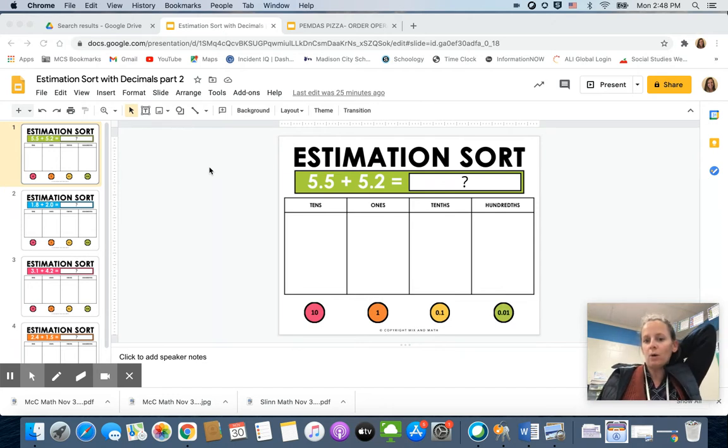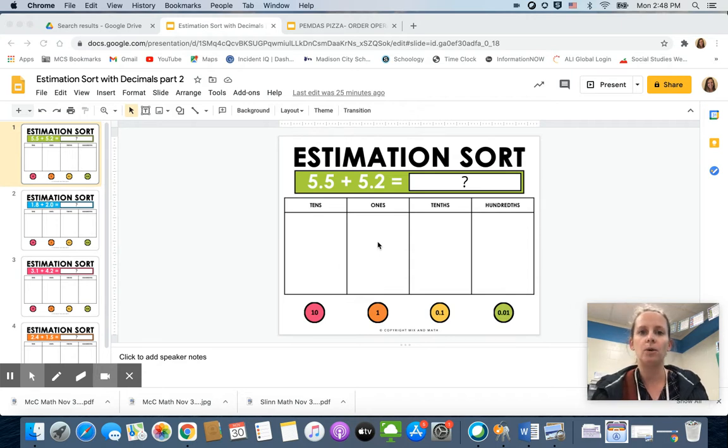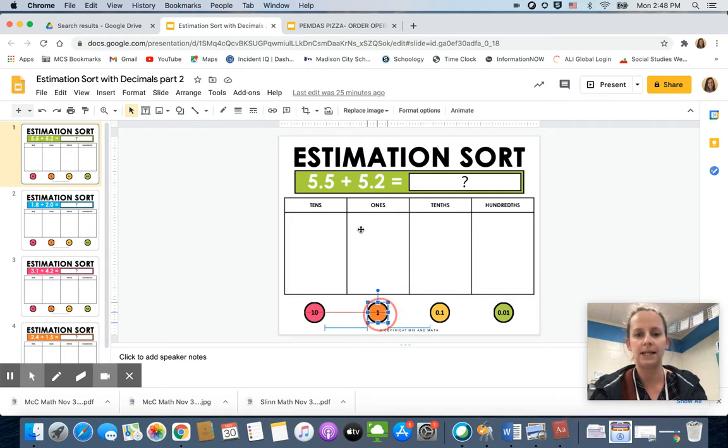So when I look at your work, I'm not looking to see an exact answer. I'm looking to see if you are able to either round the numbers or use compatible numbers to come up with an estimate. In addition, I'm looking to see whether or not you were able to build the numbers using the place value discs. So for example, when we look at 5 and 5/10, I would want to see 5 of these orange ones discs.